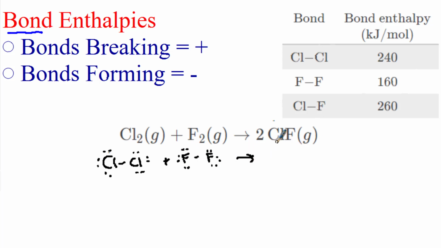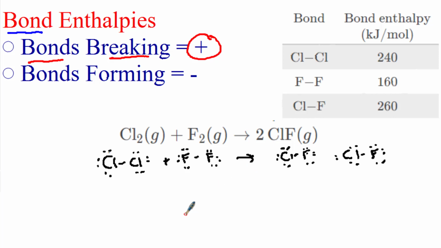And this is going to produce ClF, chlorine fluoride. But it's going to make 2 of these ClFs. 2 of these chlorine fluorides. So I'm going to draw out all my bonds here. And remember, bonds breaking is always positive. You always have to put in energy. It's endothermic. You have to absorb energy to break bonds because these particles are colliding. When they collide with each other, they have to collide with the right amount of energy at the right spot, and it breaks the bond.